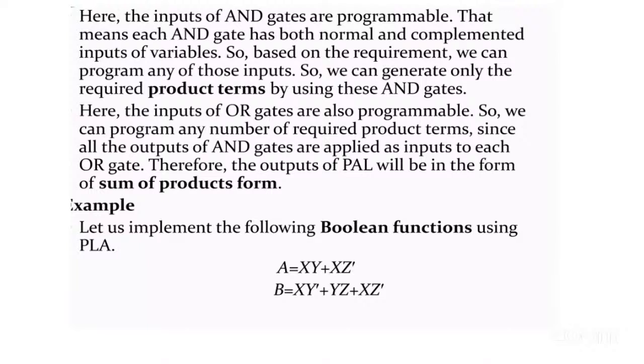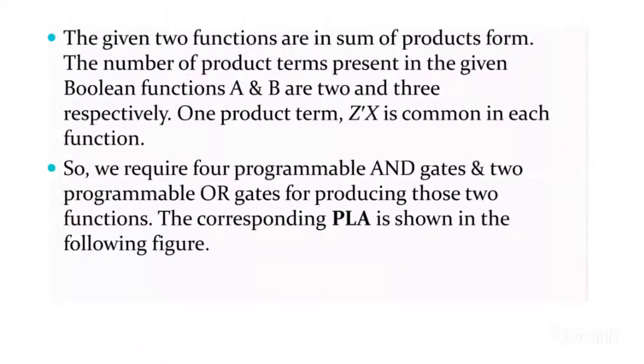For example, let us implement the following Boolean functions using PLA. A is equal to xy plus xz bar and B is equal to xy bar plus yz plus xz bar. These are in sum of products form. The number of product terms present in the given Boolean functions A and B are 2 and 3 respectively.